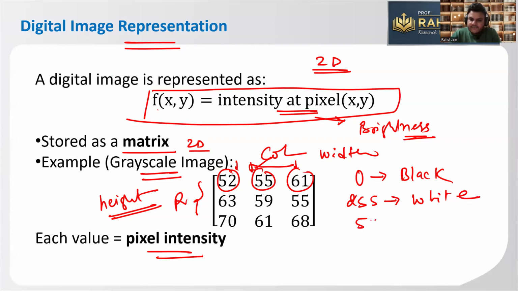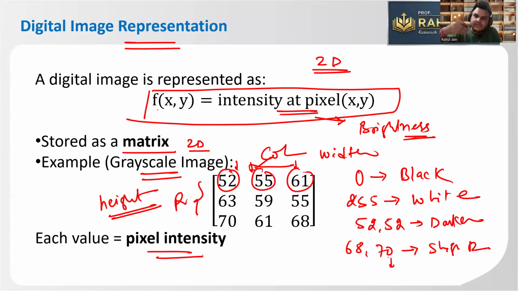Getting it? So for example, if the values are like 52, 52, somewhat closer to black, it means that this would be somewhat darker. And if the values are like 68, 70, somewhat higher than that, it means slightly darker, and as the values increase, it will come into the brightness zone, right? That is what you need to know.